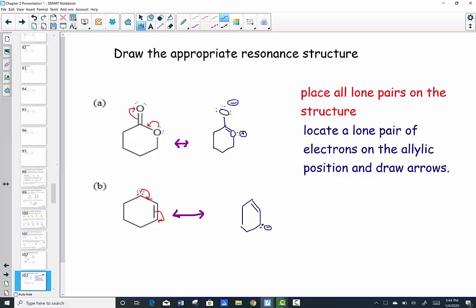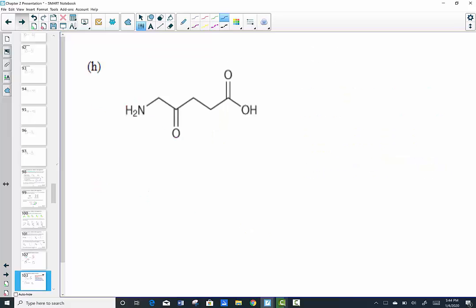You place all the lone pairs on the structure. You locate any lone pair that's in the allylic position, and you draw the arrows to convert from one structure to the next. Try another. Okay, so I'm going to start by drawing all the lone pairs of electrons here. I don't see any formal charges on the oxygens, which means they're all going to have two sets of dots.